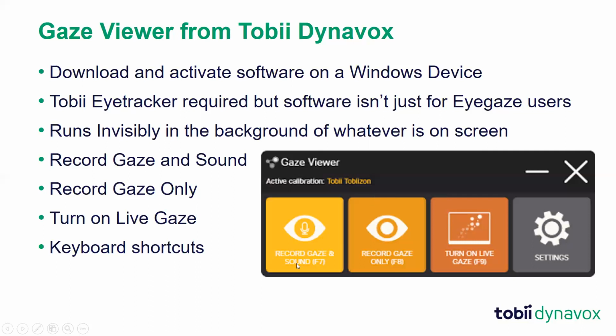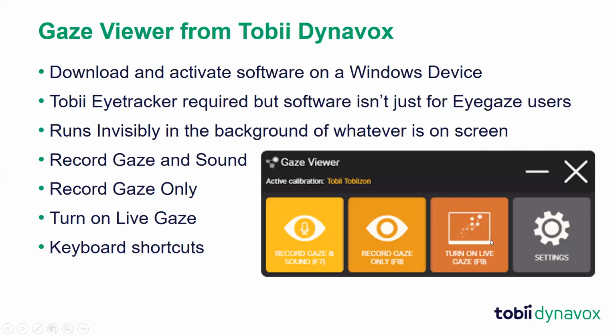And the options are to record the gaze and the sound, just like the example John and I just did. But if John was in the same room as me, the microphone on my device would also pick up the conversation from the room. That's not always suitable, depending on the environment you're in. So you can just record gaze only without the sound.